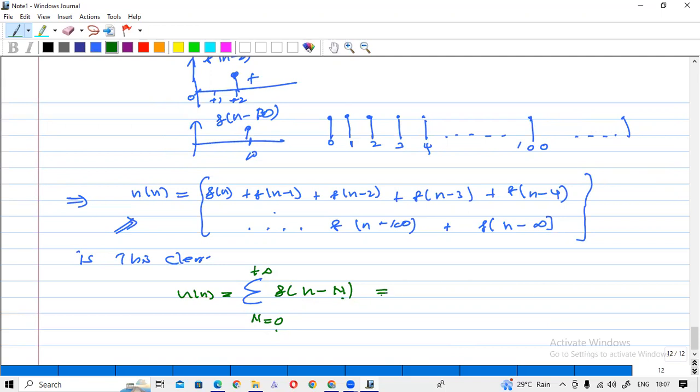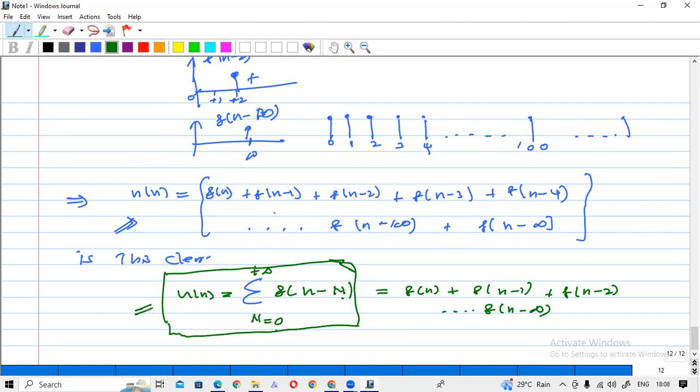So the first one is capital N equal to 0. So it is n minus 0, so you will have delta n. This sum notation means it is the plus. Now N is equal to 1, so you have delta n minus 1. Then when N is equal to 2, it is delta n minus 2. And so on. Finally, when N is equal to plus infinity, it will be delta n minus infinity. Okay. So you can use this notation.